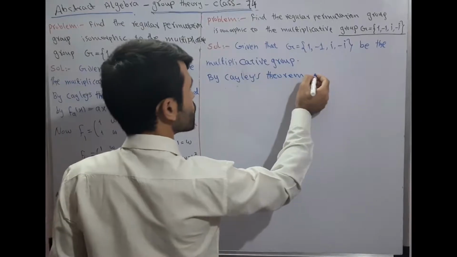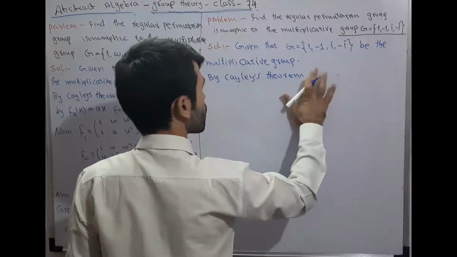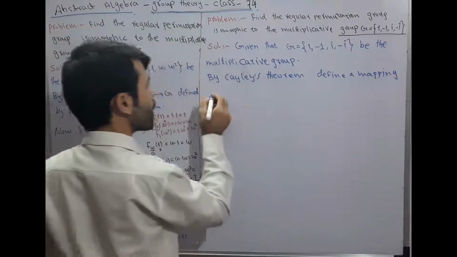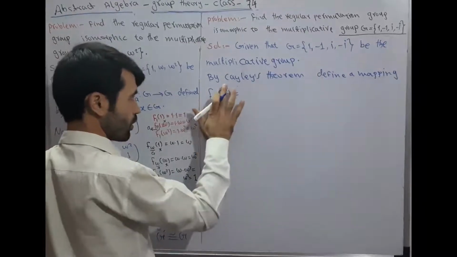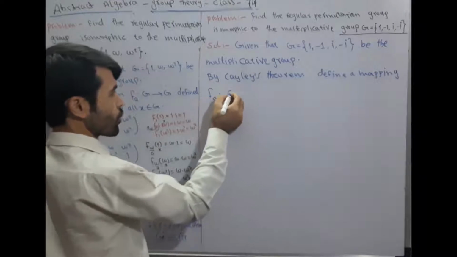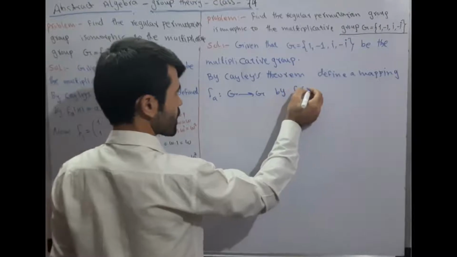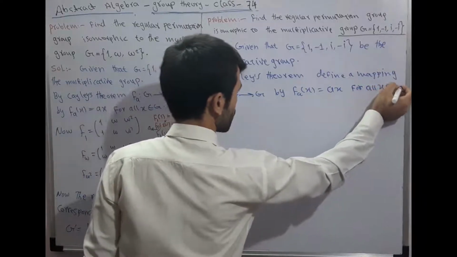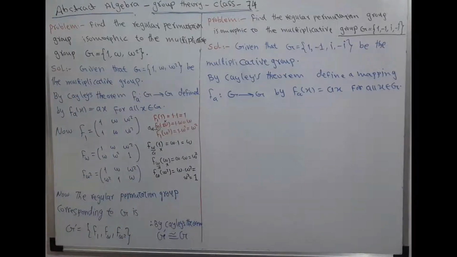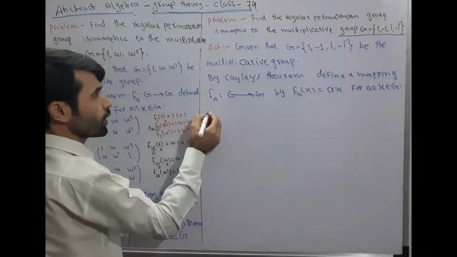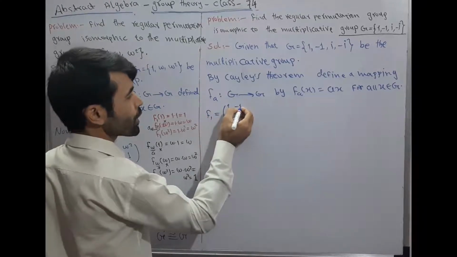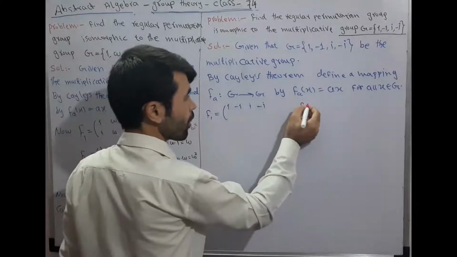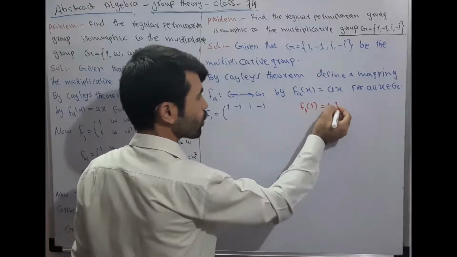define a mapping f_a such that G into G' by f_a(x) = a into x for all x belongs to G. Now we want to find the permutation group f_1. Here we have 4 elements, so G = {1, minus 1, i, minus i}. If we want to find f_1(1), according to the definition, f_1(1) = 1 into 1 = 1.